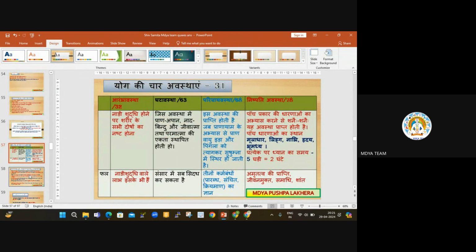Then after that, the 4 stages, or the 4 avasthas, are mentioned. We are familiar with these names: Arambhavastha, Ghatavastha, Parichayavastha, and Nispatti Avastha. Where have we seen these 4 names? Anyone? Yes, Hatha Yoga Pradipika. They are the Nadisiddhi stages.